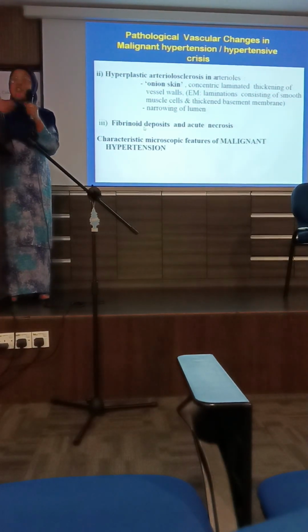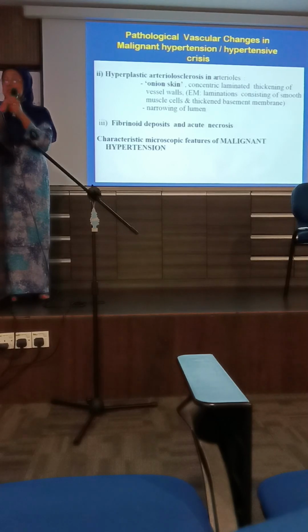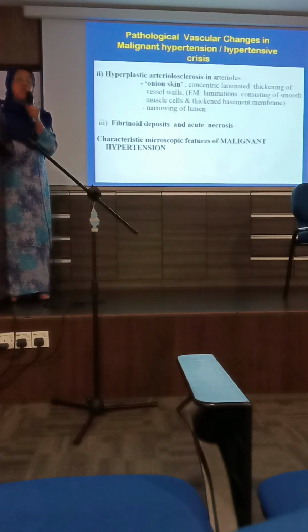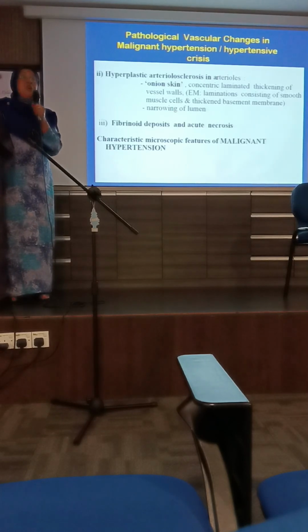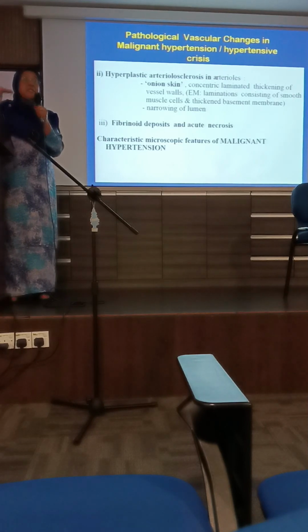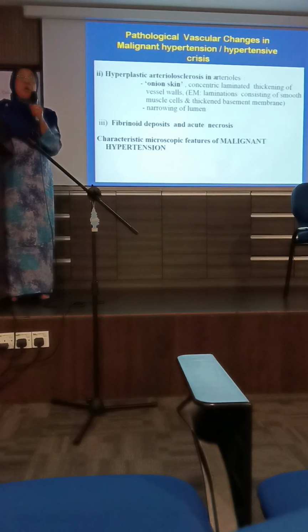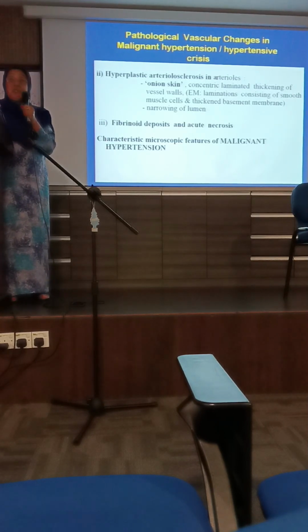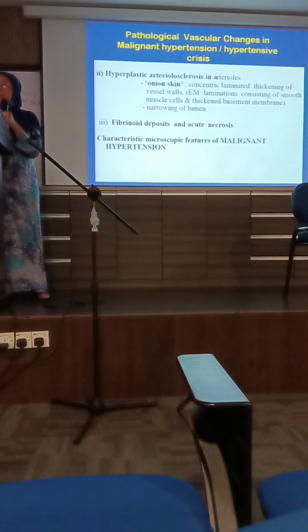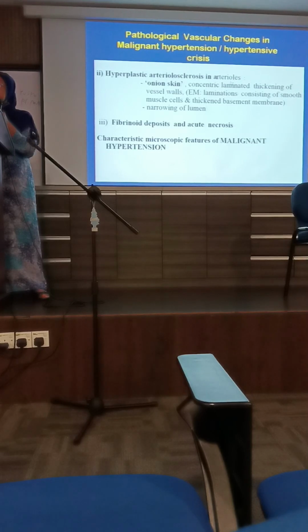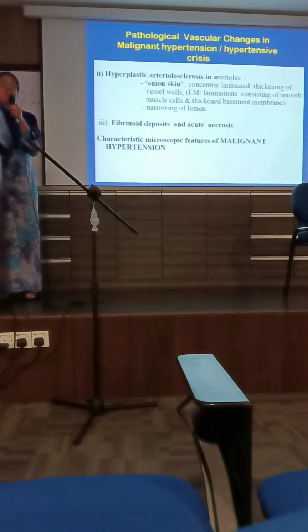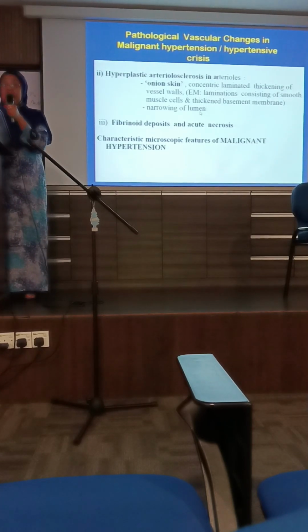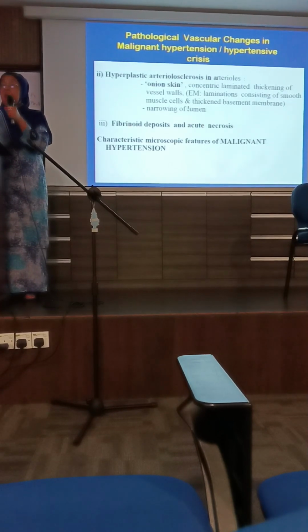Now, the other change is hyperplastic arteriolosclerosis. This change occurs in the more severe form, and if it exceeds a certain blood pressure, we call it malignant hypertension. Okay, we will see what is malignant. Hyperplastic arteriolosclerosis in arterioles is also described as onion skin. Okay, the appearance is slightly different.